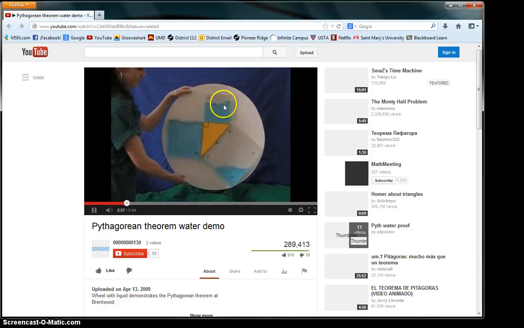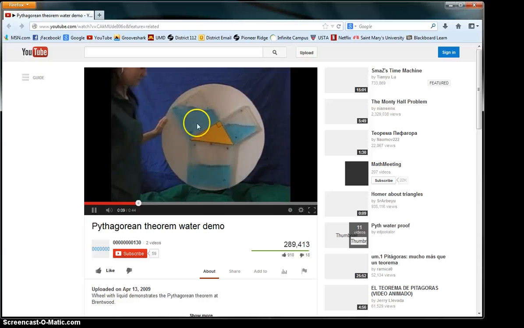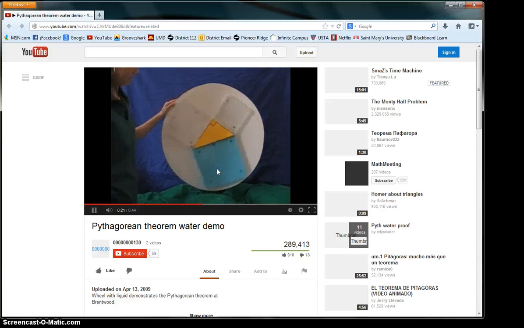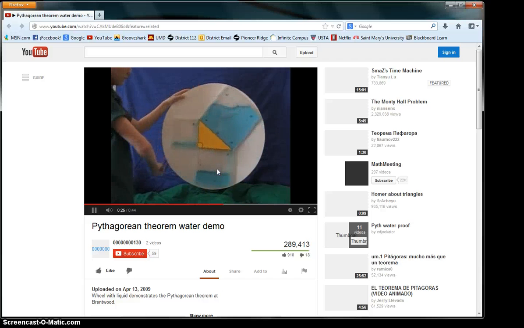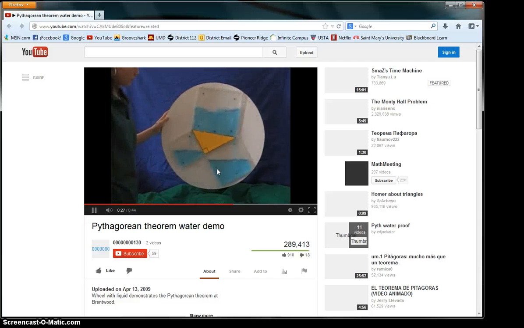we have the small square plus the medium-sized square, and as the water is actually filling up, it fills up perfectly to the actual square itself there. So that's kind of a water demonstration of that formula in action. And if she splits it the other way, obviously the opposite is true as well, where c squared is equal to a squared plus b squared there.